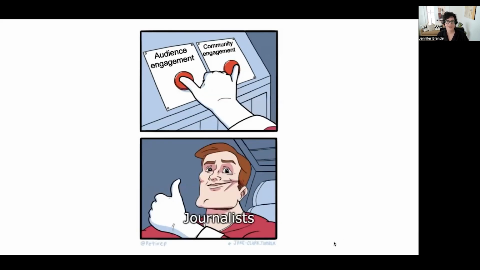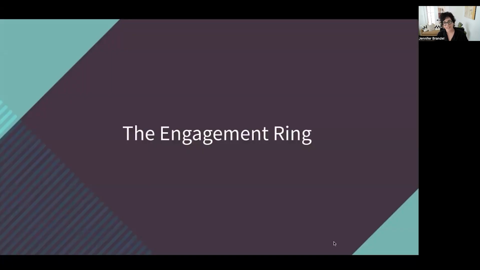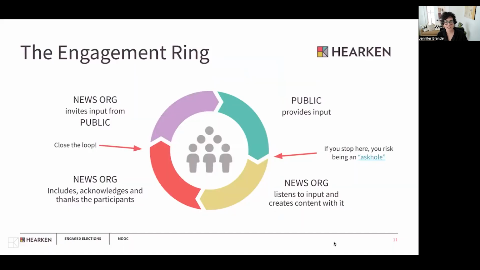All right, so now we're going to talk about the engagement ring. Here is a visual representation of the engagement ring. In its simplest form, it has 4 parts, starting with your newsroom, crafting some kind of invitation for the people you're looking to serve, be it audience members, community members, or both. For simplicity's sake, we'll call them the public. The second part is that the public responds to the invitation.